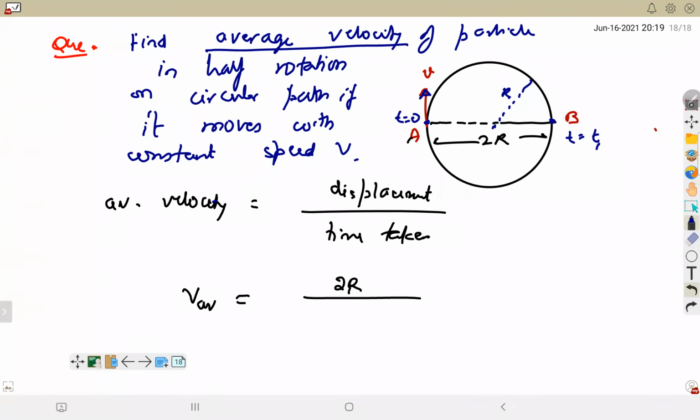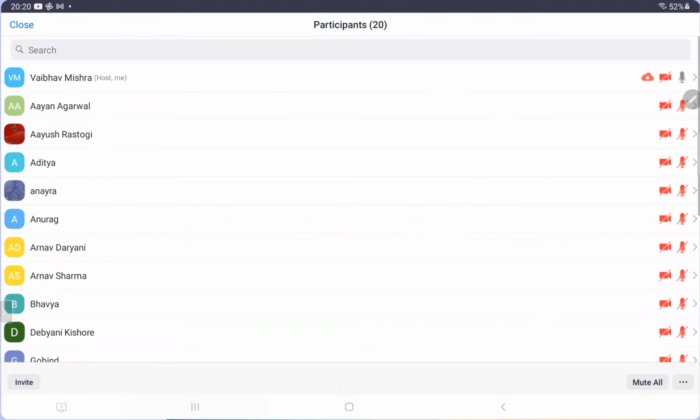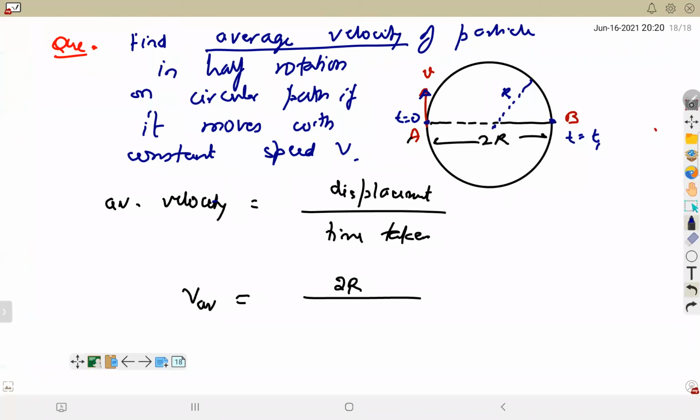Yes. How will you find the time? Yes son, pi r by v. Pi r by v. Very good. Who said it? Sir, Simrat. Harsimrat. Okay. Yes, pi r by v, because we can take this time as total distance divided by speed. So time taken is total distance upon speed.